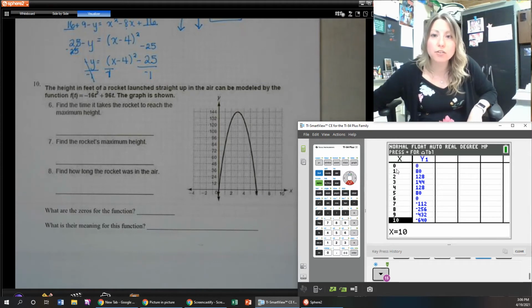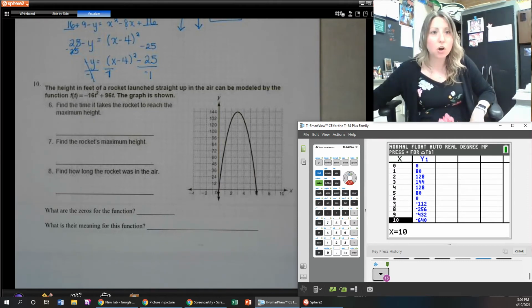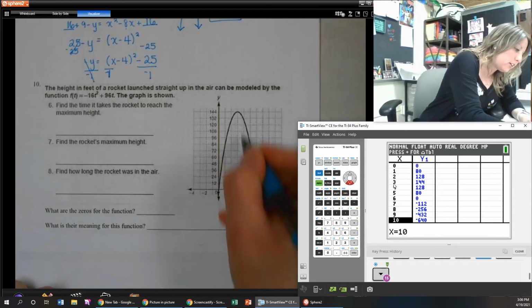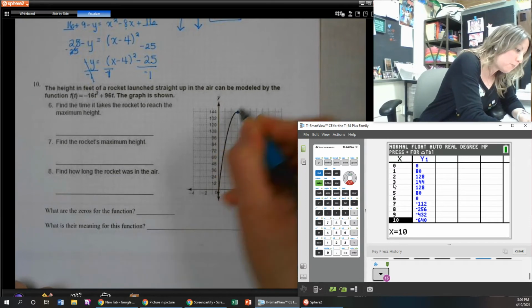Now, what are the zeros here? Well, that would be the y-intercept / ground that the rocket is launched from. And then back here is the other root or 0 that is the ground the rocket lands back on. Okay? So find the time it takes for the rocket to reach the maximum height. Well, that would be 3 seconds. And you can also see that right here. 3 seconds at the maximum.